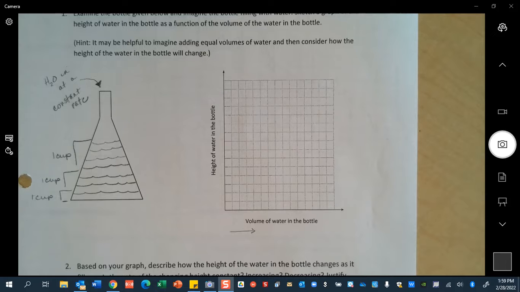So what is that going to do to my height? As my volume is increasing at a steady rate, what do you think is going to happen to my height? Obviously, my height's getting taller and taller and taller. Is it getting taller at a steady rate? Is it getting taller at an increasing rate? Is it getting taller at a decreasing rate?